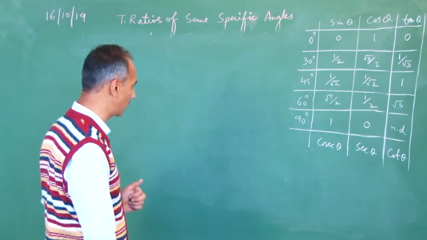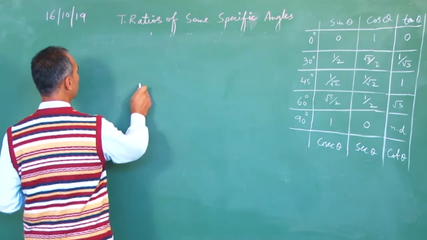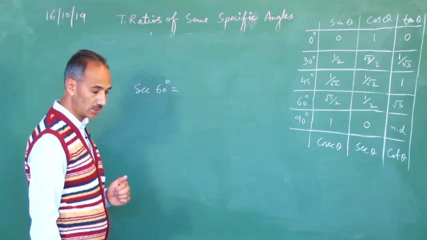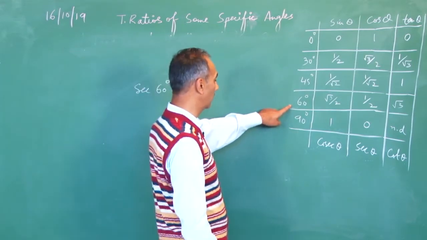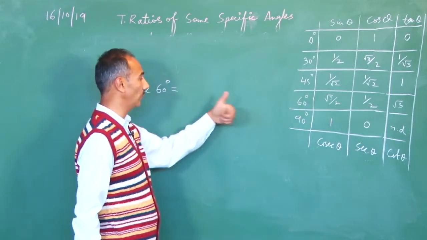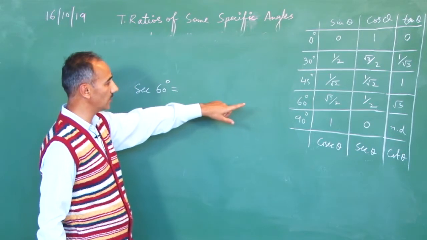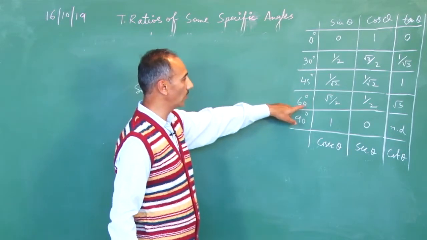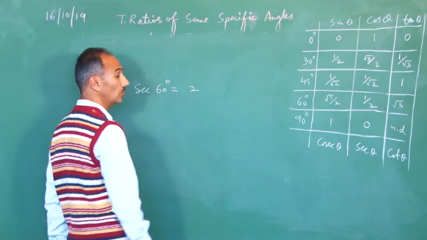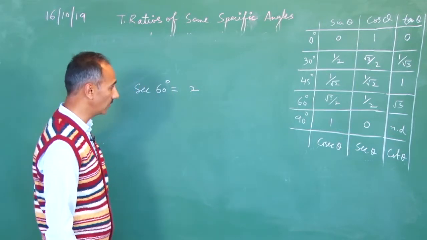For example, a question is asked, what's the value of secant of 60? So you go to the 60 row. Now, secant is not there, so go to cos, because secant is a reciprocal of cos. If secant 60 is asked, you see what's the value for cos 60. That's 1 by 2, reciprocated. It's 2 upon 1, that is 2. This way you have to work.